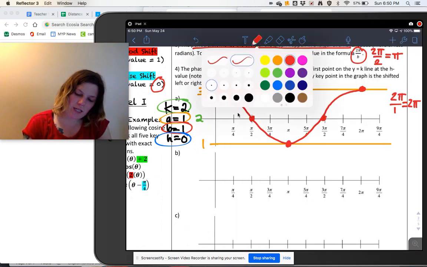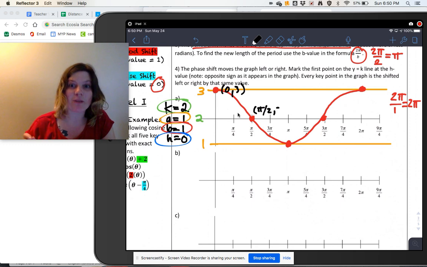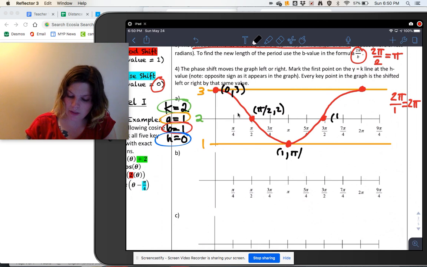So I'm going to write in my values. Almost forgot. 0, 3, pi over 2, 2. That's what the graph I used to check my answer said. So I'm happy with what I'm seeing. 1 at pi. Again, back up to 2 at 3 pi over 2. And then up here we got 2 pi back at our beginning at 3.